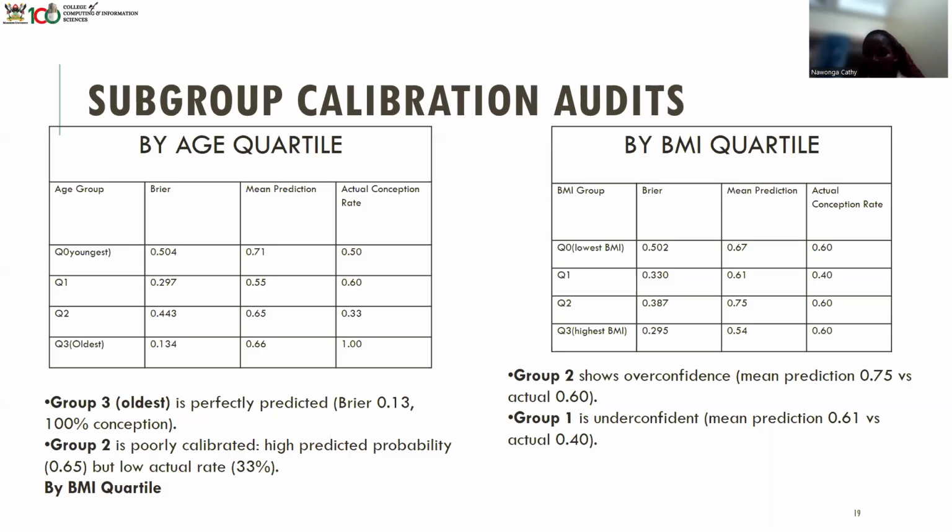As I was saying, it shows older patients are well predicted while others show distorted probability estimates. This uneven calibration highlights the need for stronger regularization.